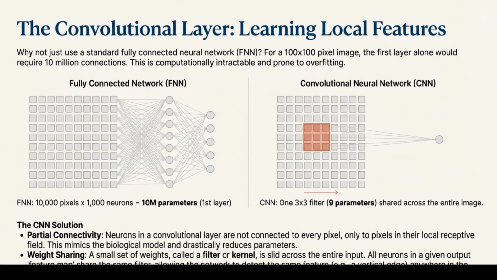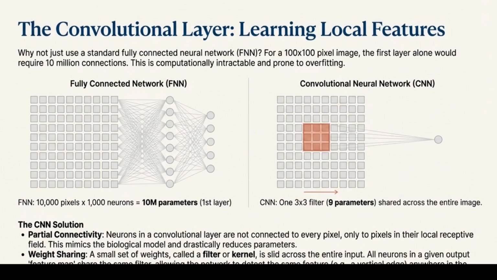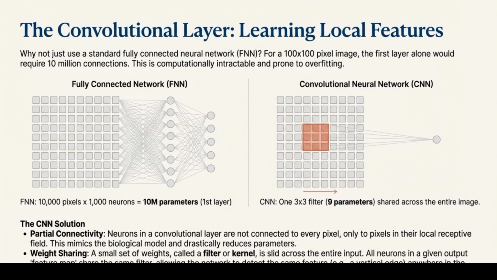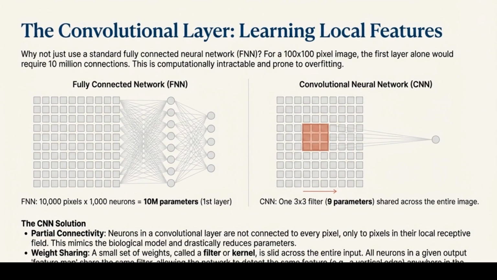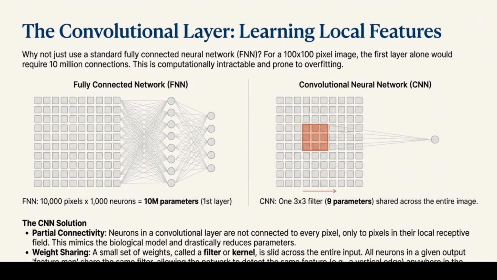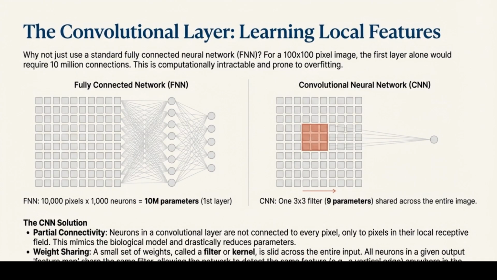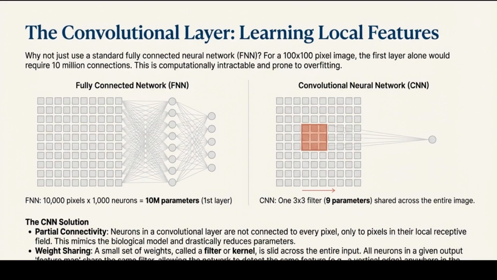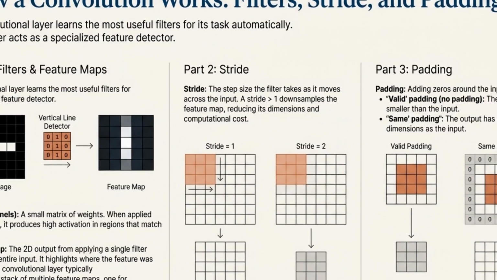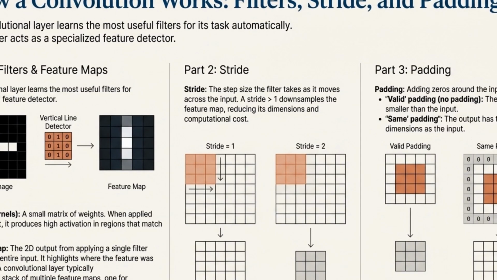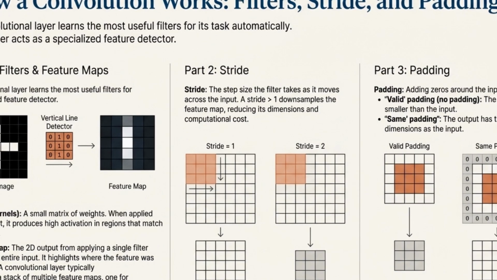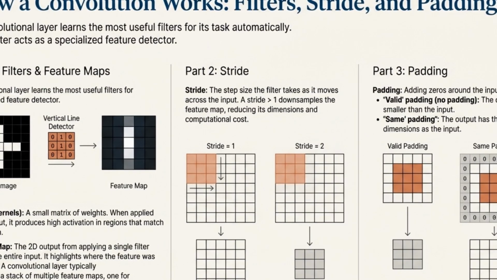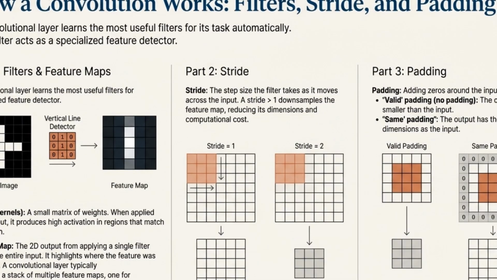This clever trick means the network can detect the same feature, say a vertical edge, whether it appears in the top left or bottom right of the image, without having to learn that feature multiple times. This property is known as translation invariance, and it makes CNNs efficient, scalable, and inherently suited for image data. The operation of sliding a filter across an image is known as convolution, and it's controlled by two main hyperparameters, the stride and padding.